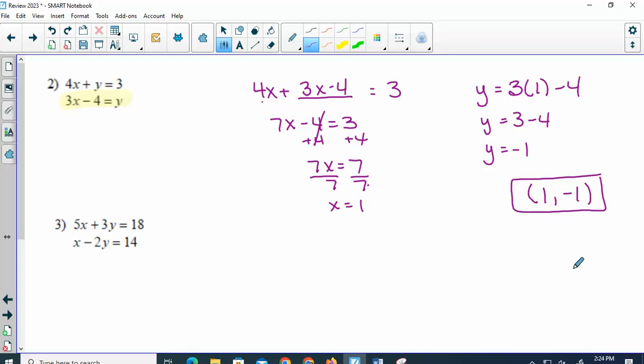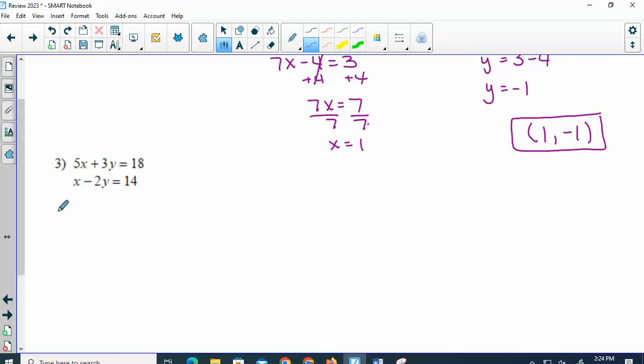Last one, elimination. So that one, we want to be able to add these and make something cancel out. So that happens if one of the variables are opposite. So if I want to cancel x, I would have to take the second one times negative 5. So my first equation stays the same. I take everything in the second times negative 5. So that would be a negative 5x plus 10y equals negative 7.